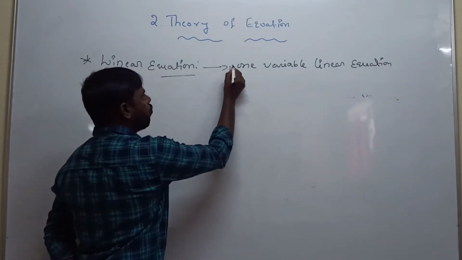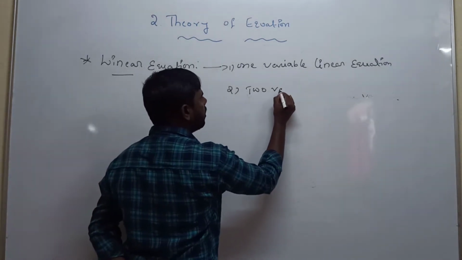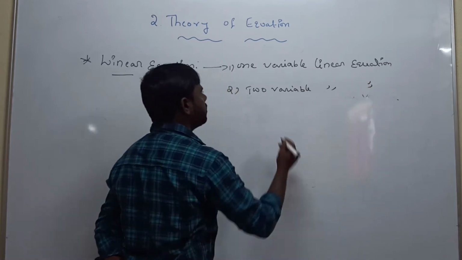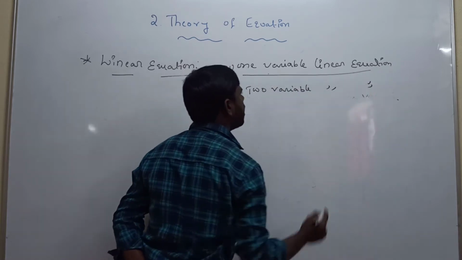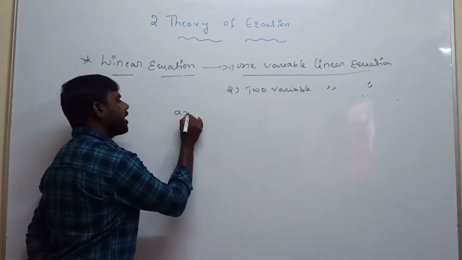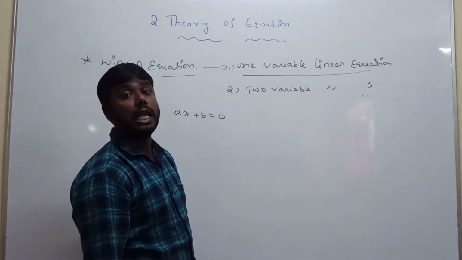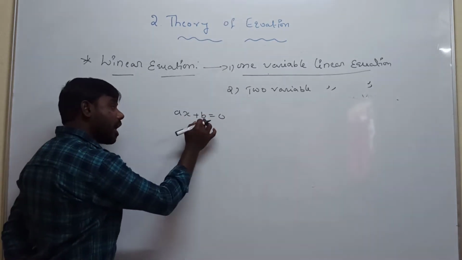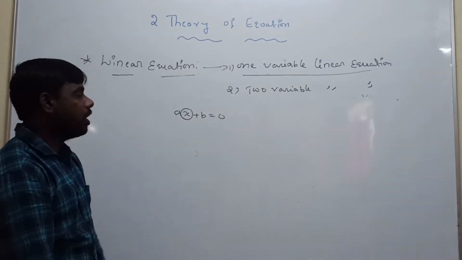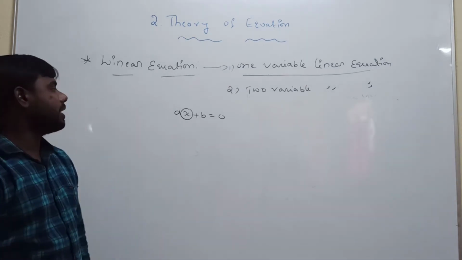The first one is the one variable linear equation. The second one is the two variable linear equation. So what is the definition of the one variable linear equation? An equation of the form ax plus b equal to 0 is called a one variable linear equation. Here a and b are constants, and x is the only variable.